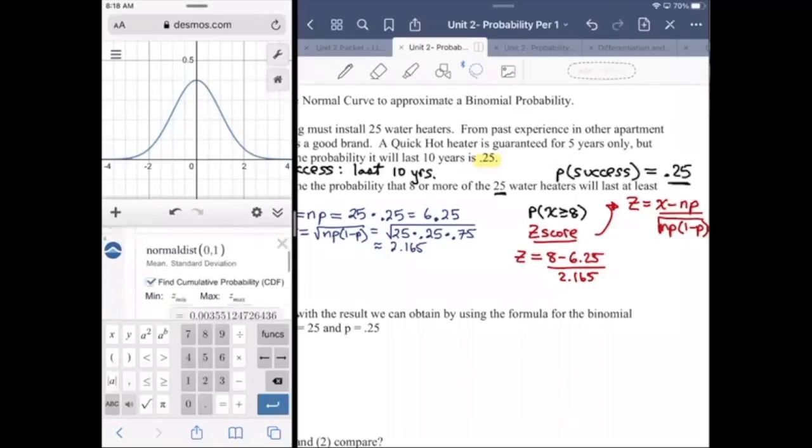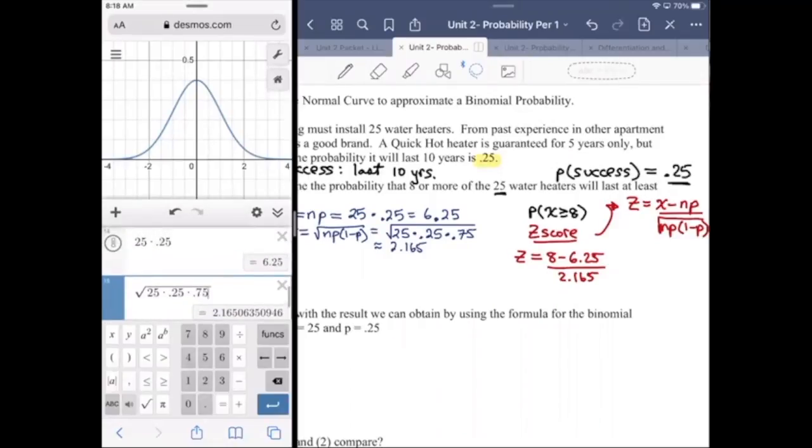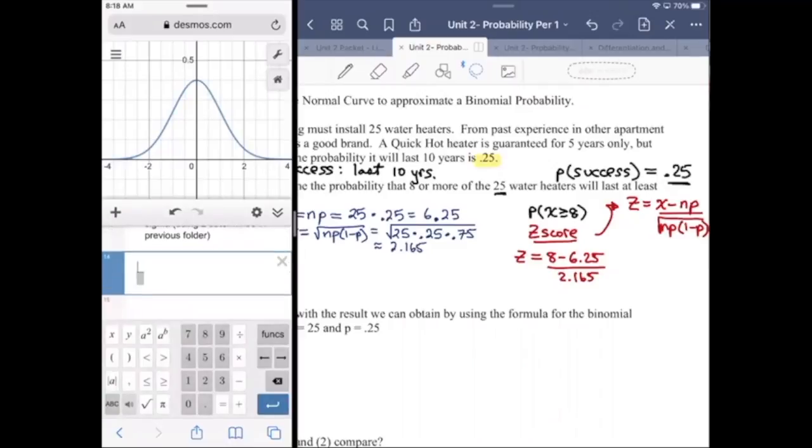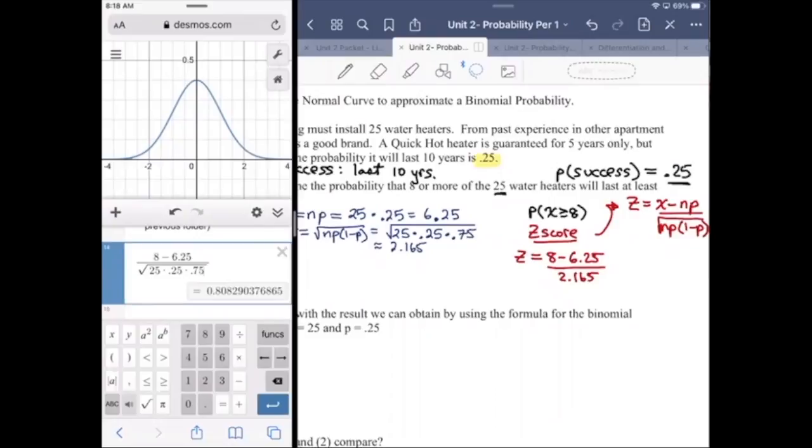When we're looking for the z-score, all these calculations are wonderful, but we can build around it by putting it all in one place here. The numerator is fine, but if I want a little more exactitude, then it's 25 times 0.25, just put that calculation right in, rather than the rounded form. So Z is going to be approximately 0.808.